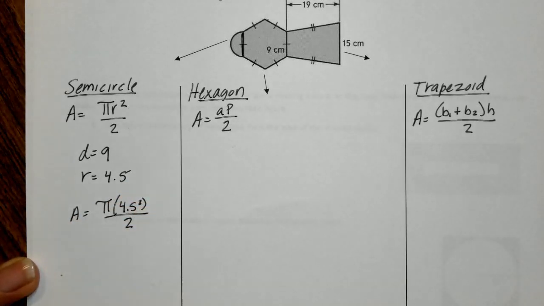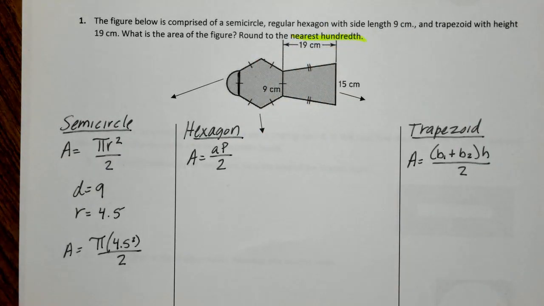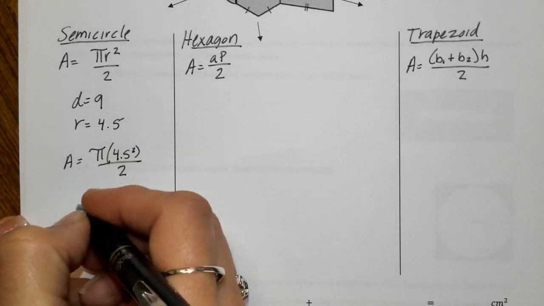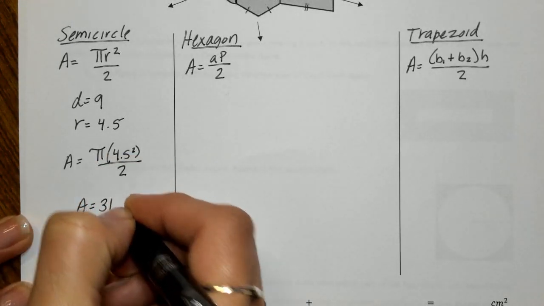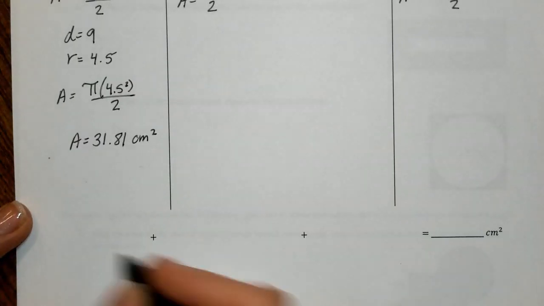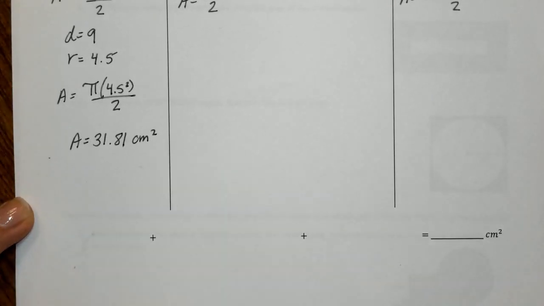We plug this into the calculator. The problem is asking us to round to the nearest hundredth, 2 numbers after the decimal. So the area of our semicircle is going to wind up being 31.81 centimeters squared. So I'm going to go ahead and put that down here as well in our addition area.